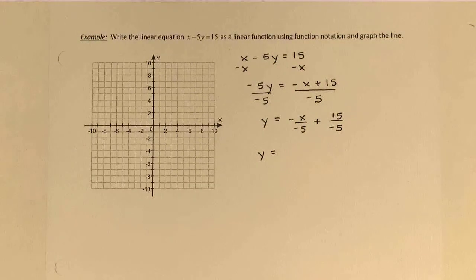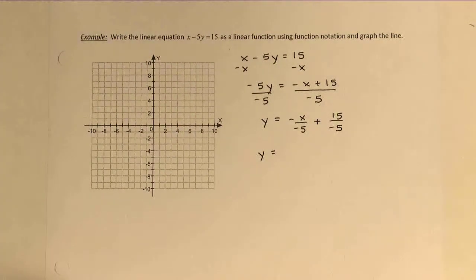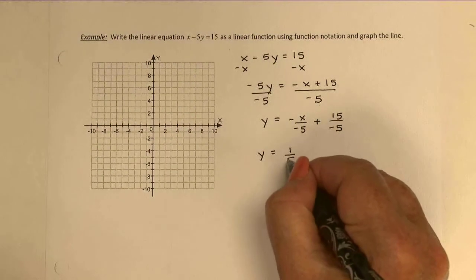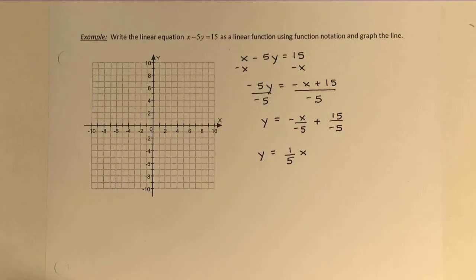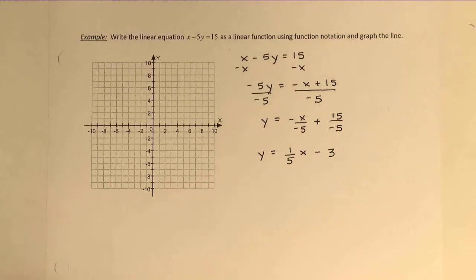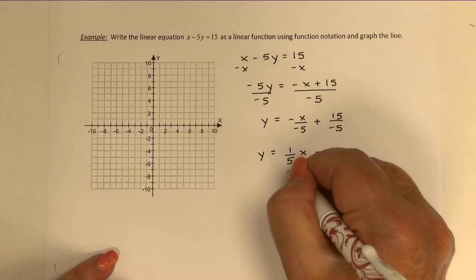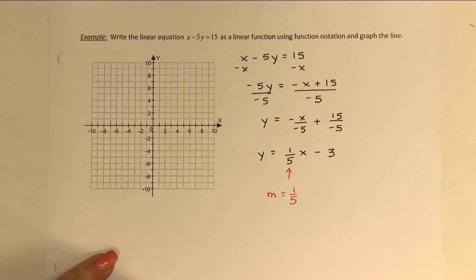Here's another little tip for you. Certainly negative divided by negative makes that a positive slope. But if I want to write it in a way that emphasizes the value of m, rather than just write this as x over 5, I might want to write it as 1/5 times x. That makes me really be able to see that that m is 1/5. And then 15 divided by negative 5 is negative 3. And there's my b value, negative 3. So m is 1/5, and b is negative 3.